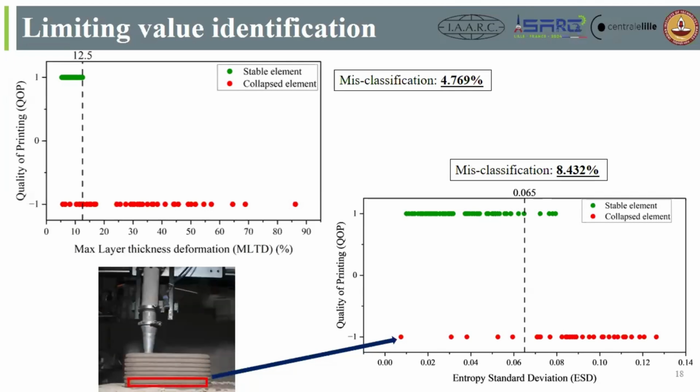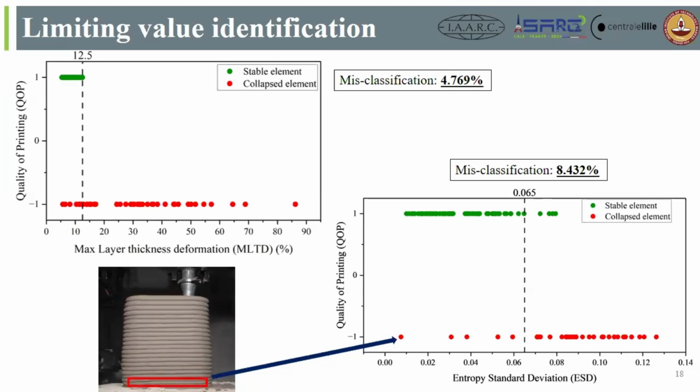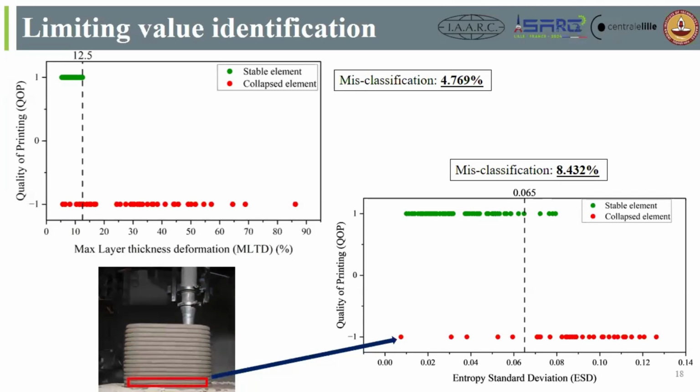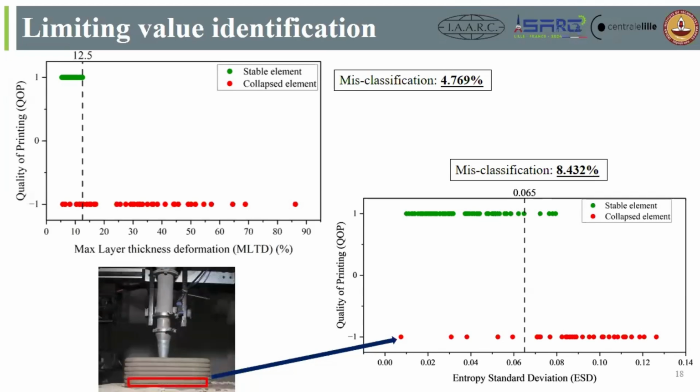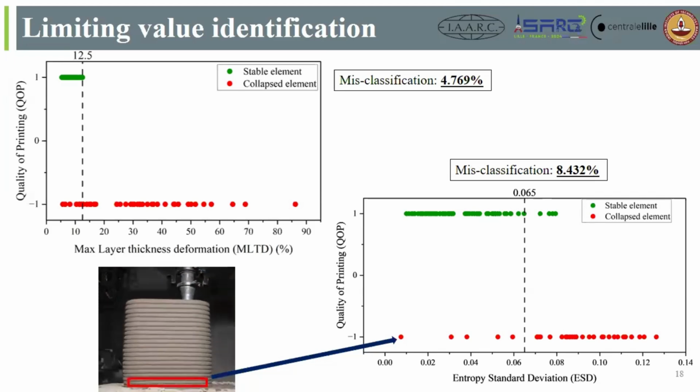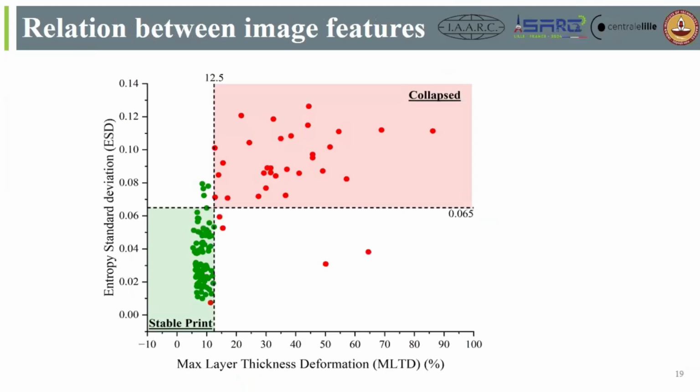And in the same way, in case of layer thickness deformation, we can find that most of the stable element data points are lying within 12.5% of layer deformation percentage, and all others are like this. So when you plot these two measures on the x and y axes, this is the layer thickness deformation percentage, this is the surface textural changes, you can find that there is a correlation between the data, and you can see that all the stable element data points are lying in a particular region, and all collapsed are lying in another particular region. So by continuously monitoring this, we are able to see whether we are going to get a failure model or a good stable element.